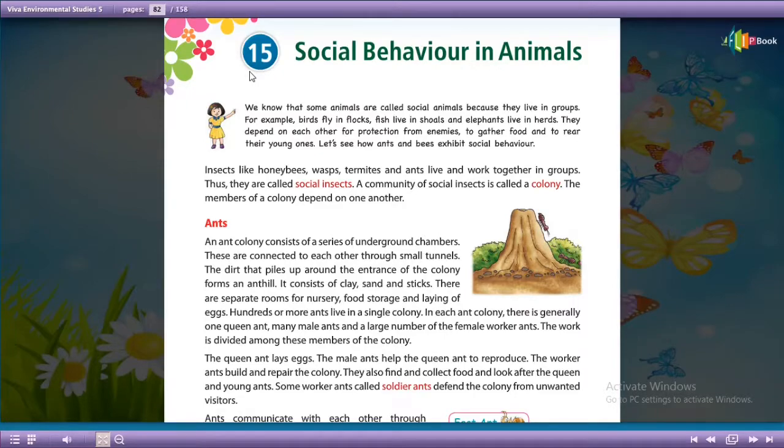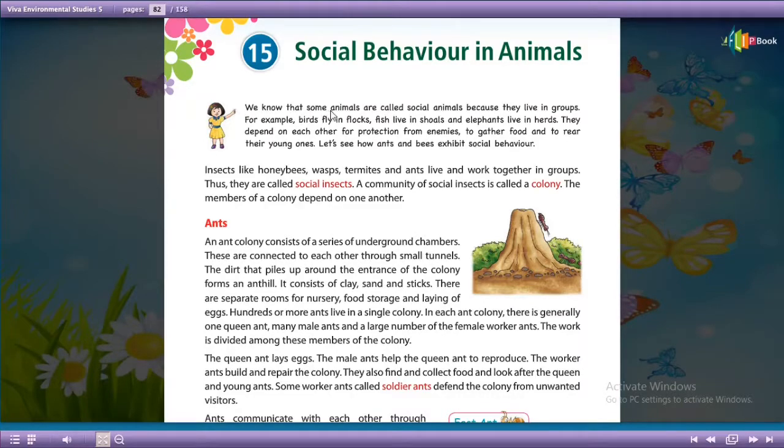Dear children, today let us learn a new chapter of your social studies. The name of the topic is Social Behavior in Animals, chapter number 15. Boys, some animals remain in groups. So this chapter is based on that, which we are going to study today.